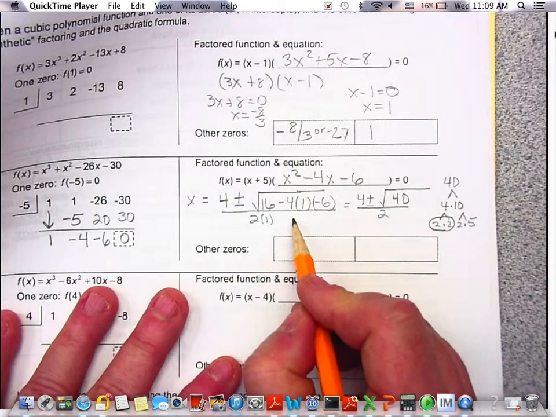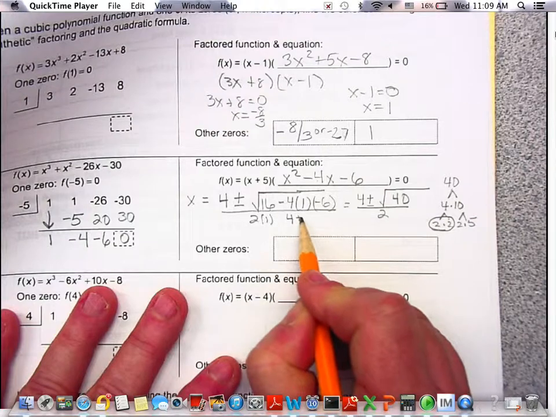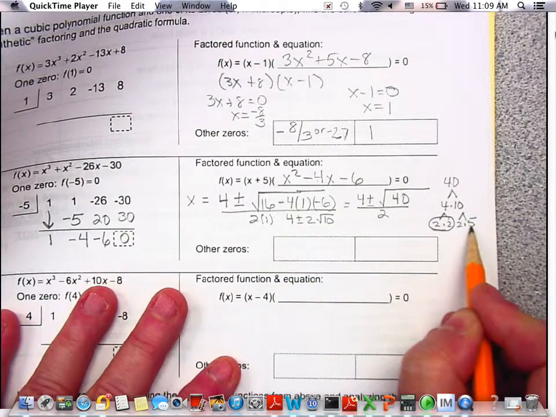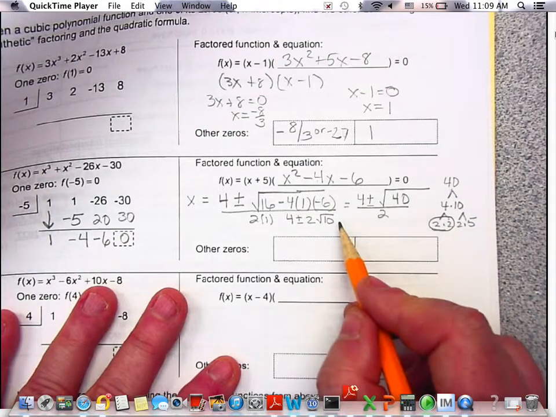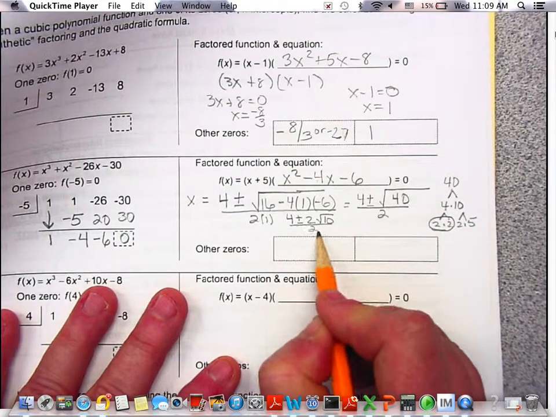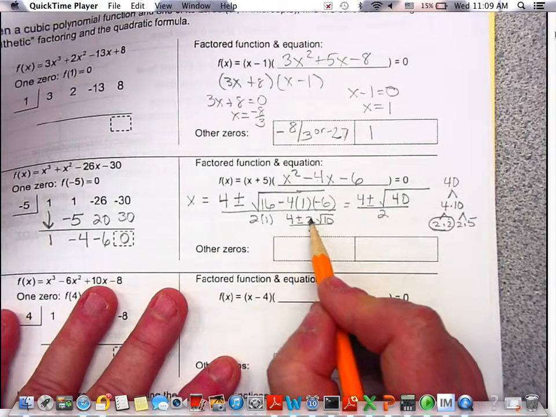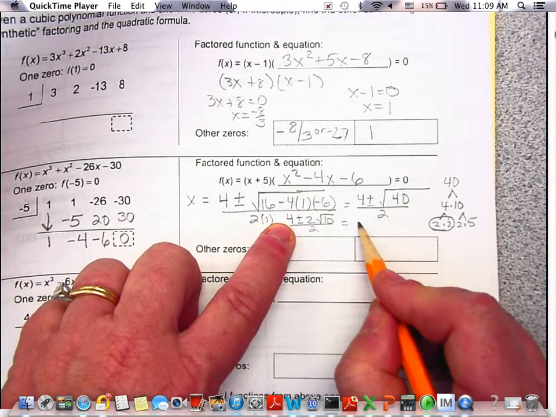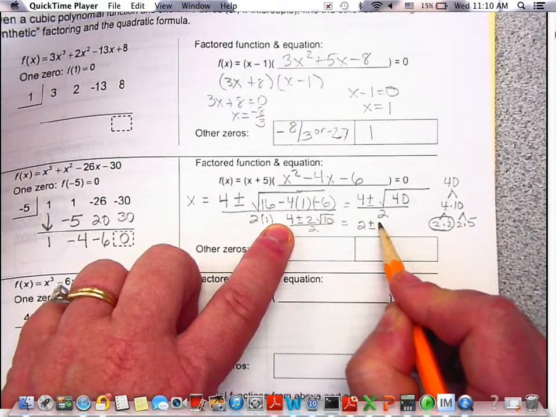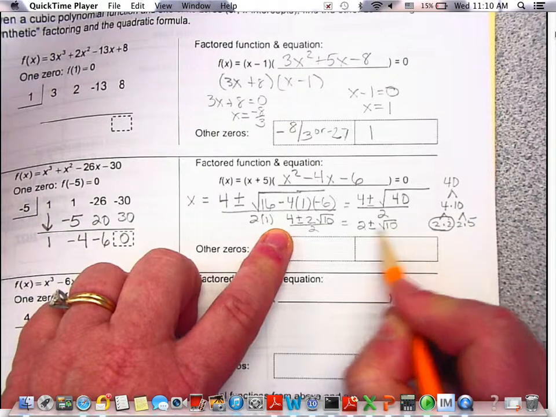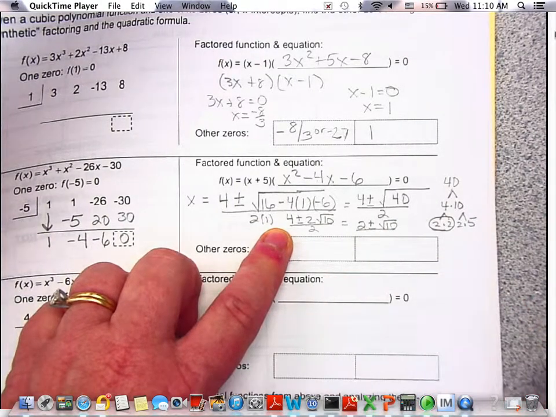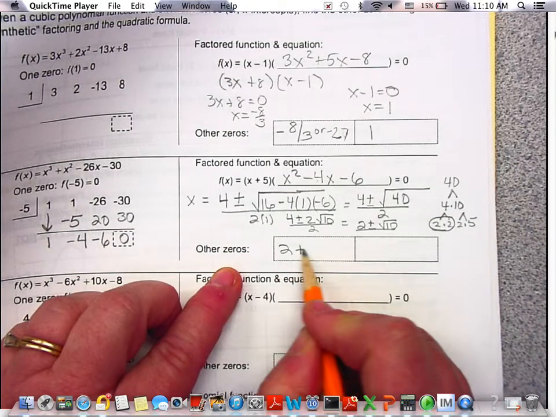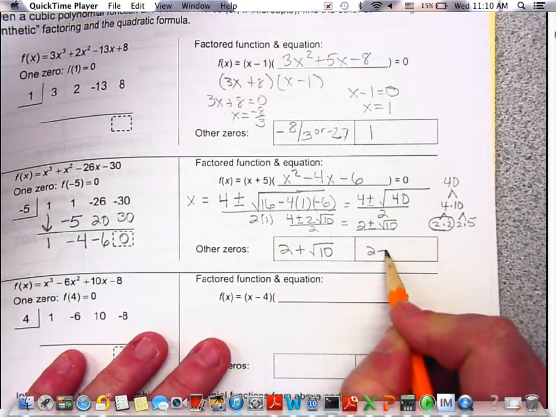Y'all remember this? Okay, so 4 plus or minus 2 square root of 10. What's left stays inside. 2 times 5 is 10. That stays in. Over 2. Then you can reduce the 4 and the 2 and the 2. Okay, so we reduce it to what? 2 plus or minus the square root of 10 over 1, which we don't need, do we? Okay, so one of the zeros is 2 plus the square root of 10, and the other one is 2 minus the square root of 10.